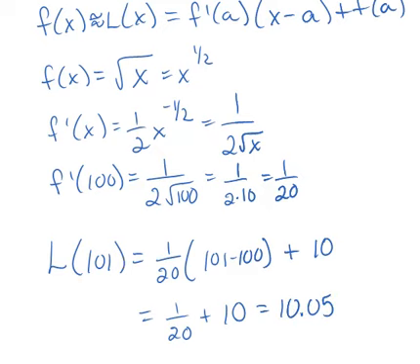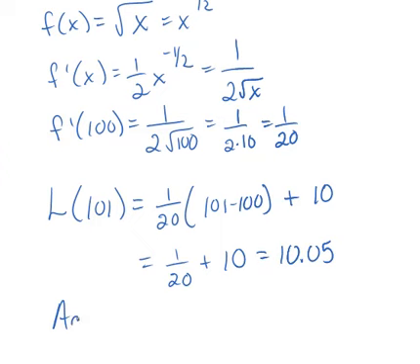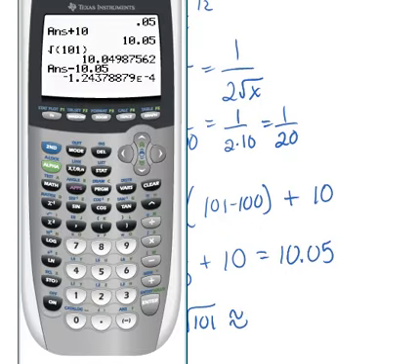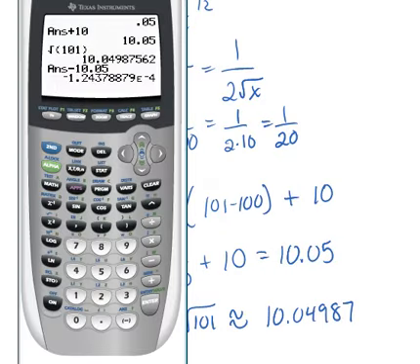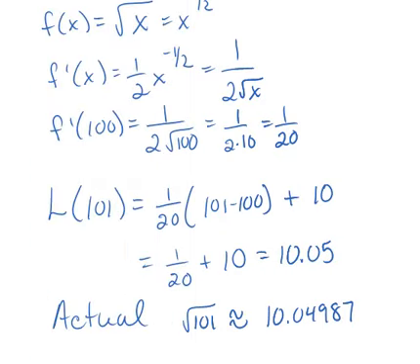So the actual value of the square root of 101 was approximately 10.04987562. So it's pretty close.